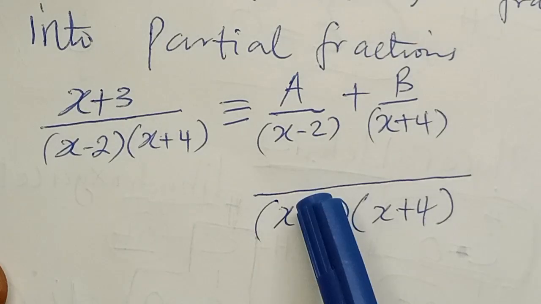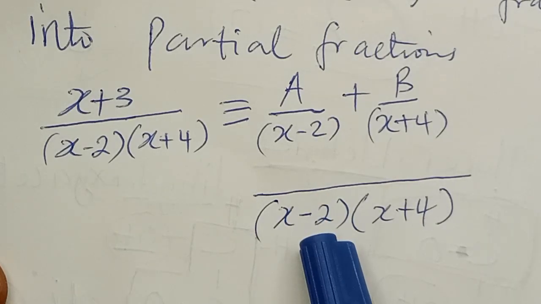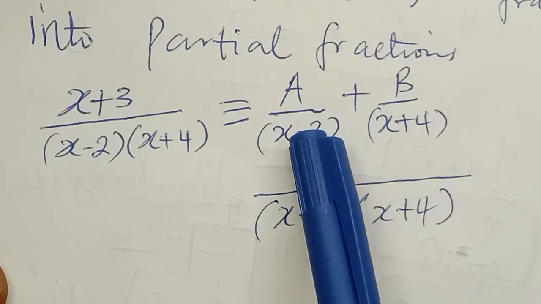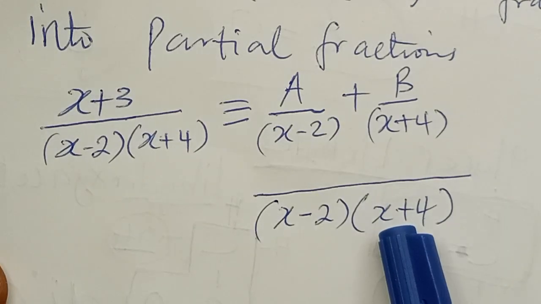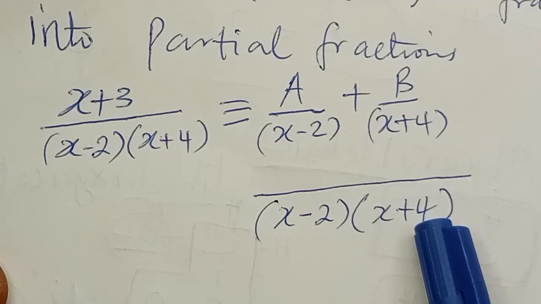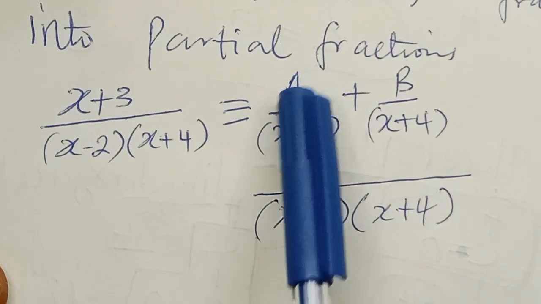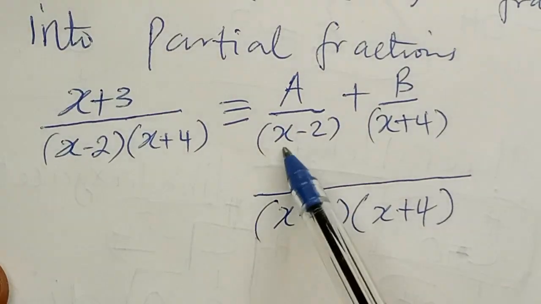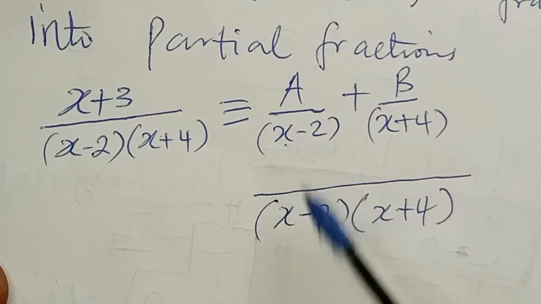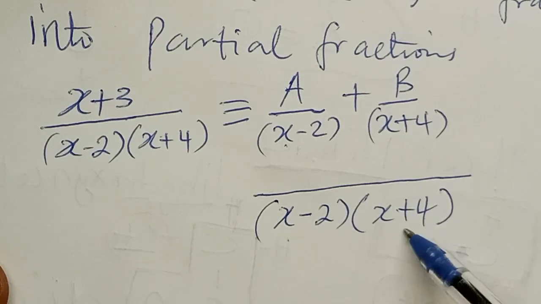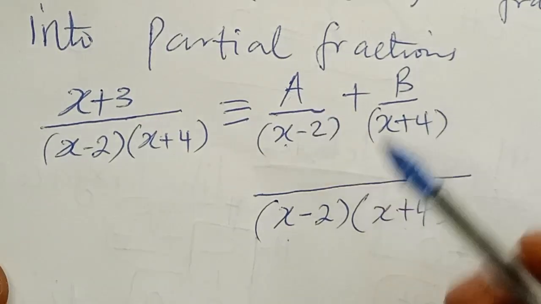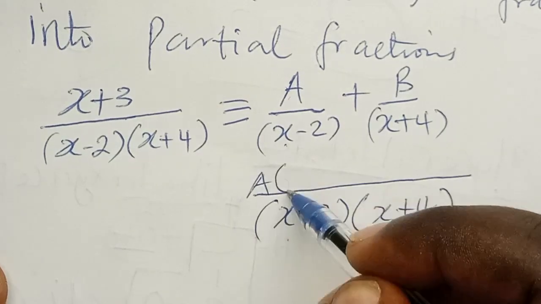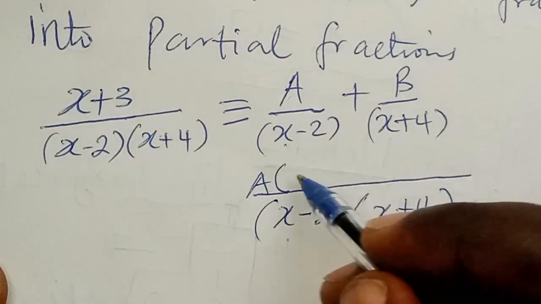In this case, you can see x − 2 is going to cancel this x − 2. We are going to be left with x + 4. Therefore, we are going to say (x + 4) multiplied by the numerator, which is A. Since this x − 2 cancels this x − 2, we are left with A into (x + 4).